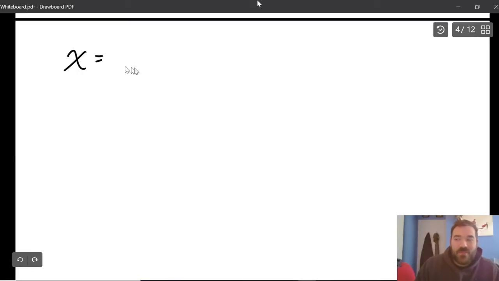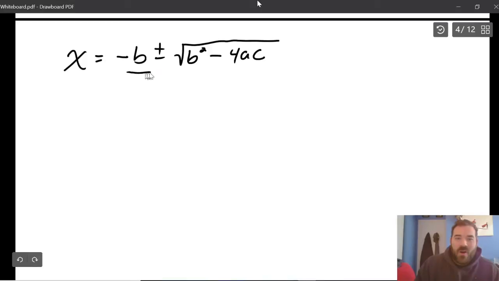But the quadratic formula is an x. If you are solving for an x value, the x value is negative b plus or minus the square root of b squared minus 4ac all over 2a.